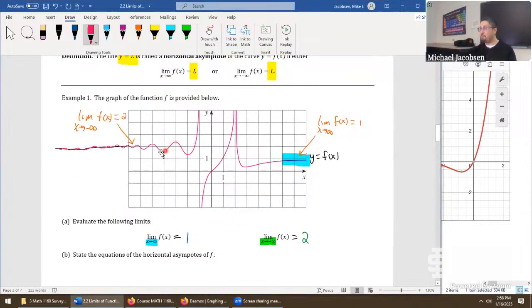Even though it's going above and below a horizontal asymptote that we see, as long as it gets closer and closer as we go to the left, the limit will exist. Definitely kind of a tricky problem because of the weird graph. Any questions about it at the moment?